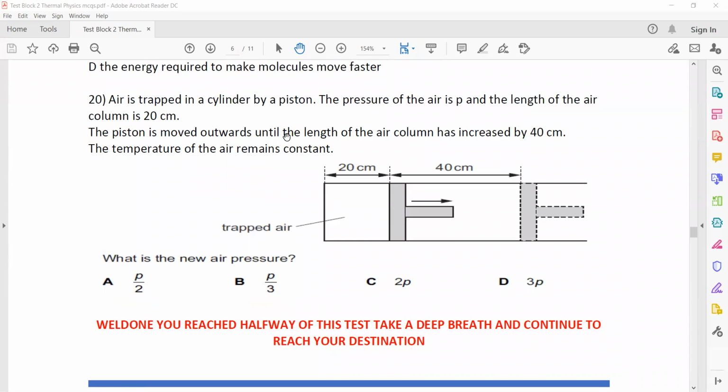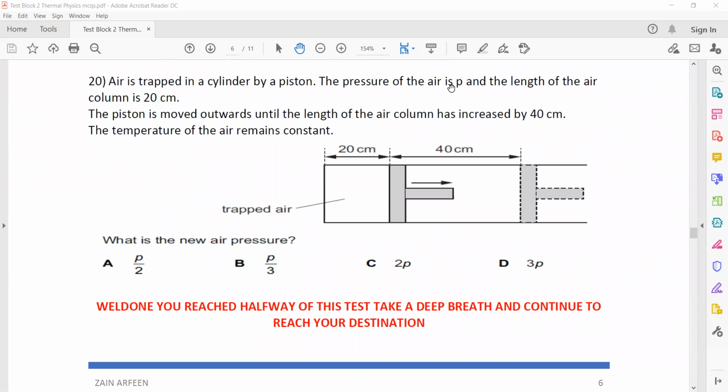Air is trapped in a cylinder by a piston. The pressure is P and the length of the air is 20. The piston is moved outward, increased by 40. If it increased by 40, what is the new length? The new length is 60.